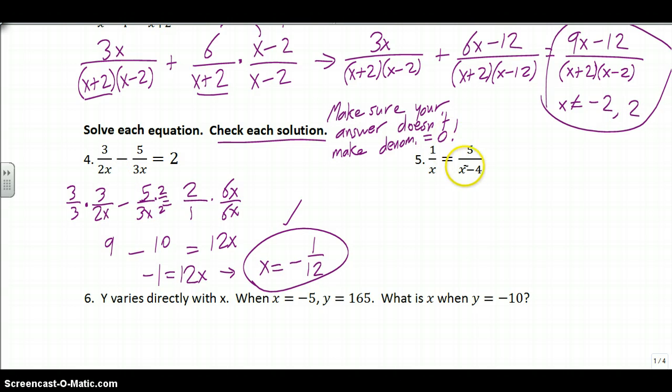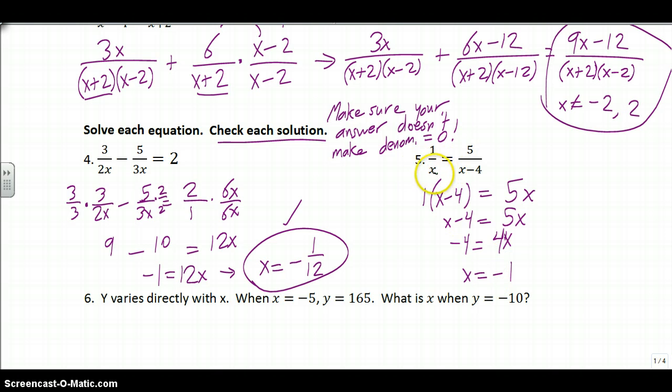Okay. This one's really simple. Just cross multiply. 1 times x minus 4 equals 5x. So, of course, x minus 4 equals 5x. Subtract x. Negative 4 equals positive 4x, and that means x equals -1.